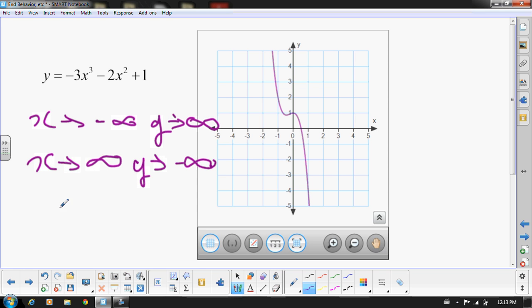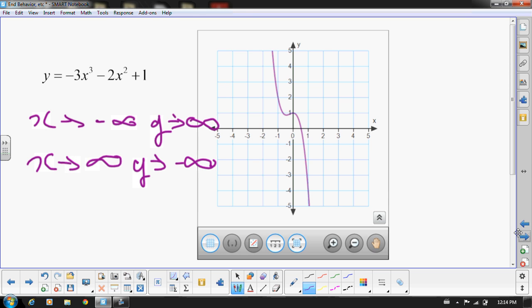Now, if I ask you to identify minimums and maximums, because the ends go in opposite directions, there are no minimums or maximums located here. The little peak here and the little valley here are called relative minimums or maximums. Overall, this function has no minimums or maximums, they're relative only. If you look at the equation, we can tell very quickly what the y-intercept is. So that's just some of the information that we have here.